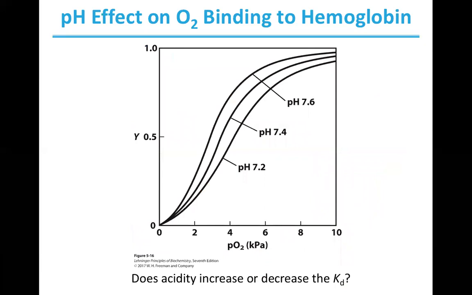Now, it turns out that acidity plays a key role as well. So let me ask you this question, which is written here at the bottom. Does acidity increase or decrease Kd? Just based on this figure, you can see the different pHs, right? So the acidity changes. And as the acidity changes, the shapes of the curves change as well.